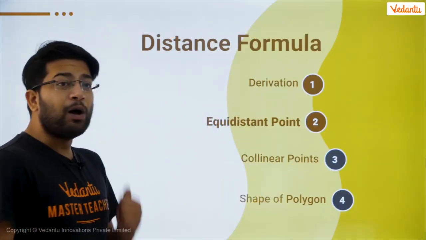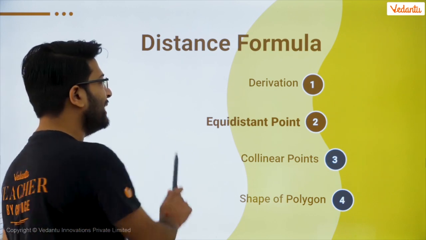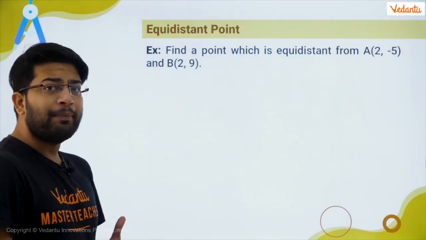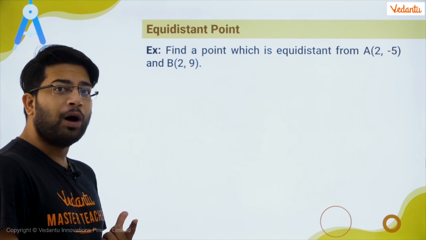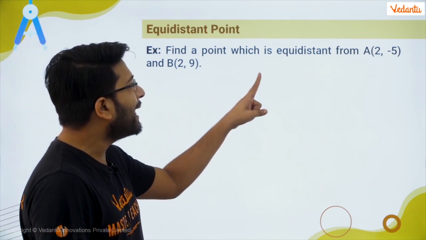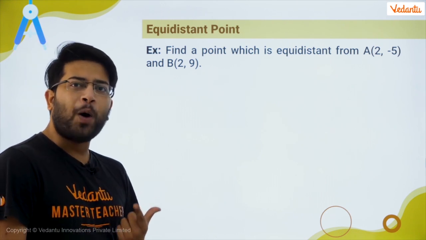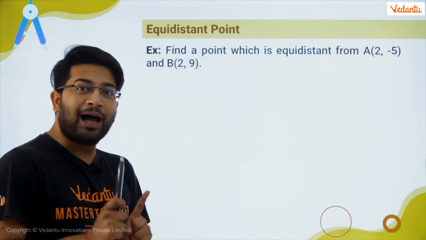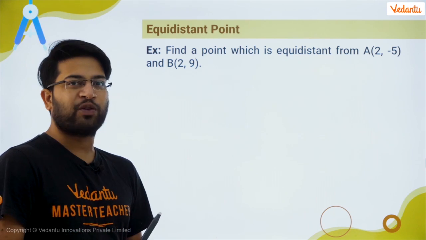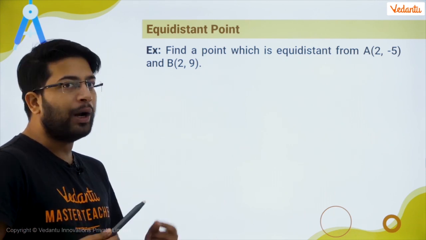Very good. Now champ, let me show you one question based on equidistant points. Champ, what is the meaning of equidistant? Simply, find a point which is equidistant from points A and B. That means we have to find a point which is at an equal distance from points A and B. So equidistant means equal distance.